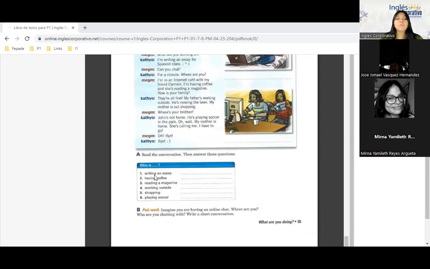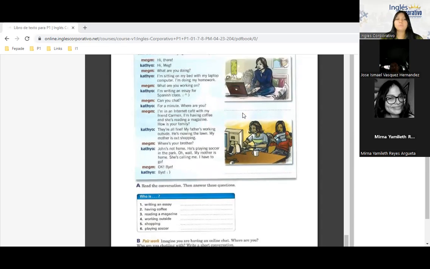Who is writing an essay? Who? Me. Patio. Yes. And who is having coffee? Me. And who is reading a magazine? Carmen. Perfect. And who is working outside? Brother. No. Father. The father.